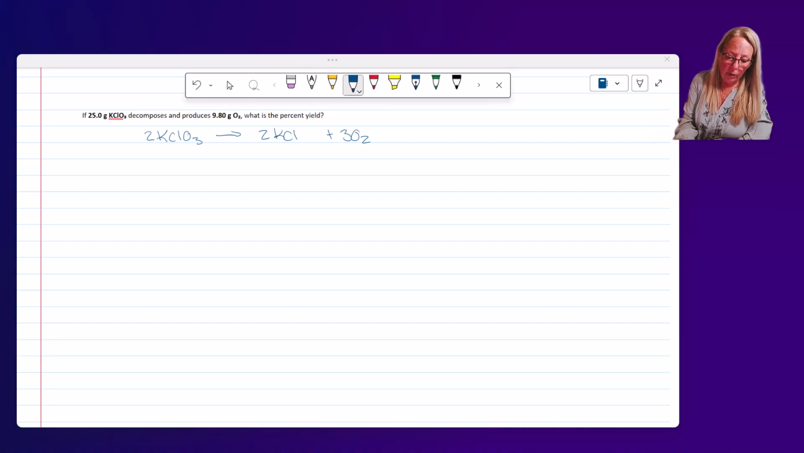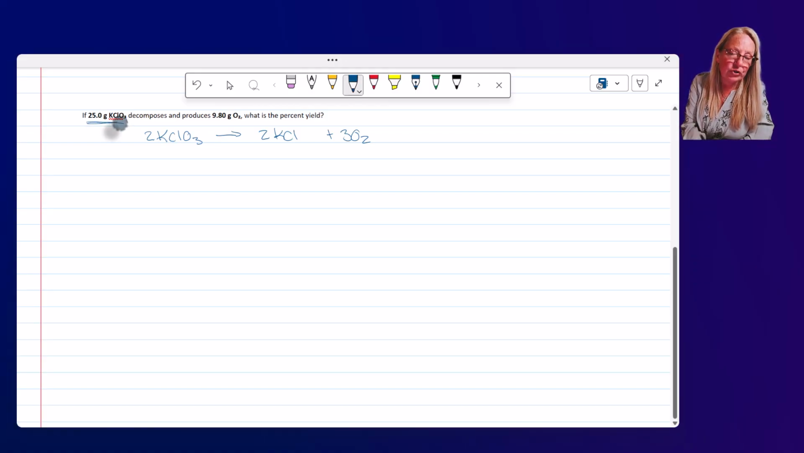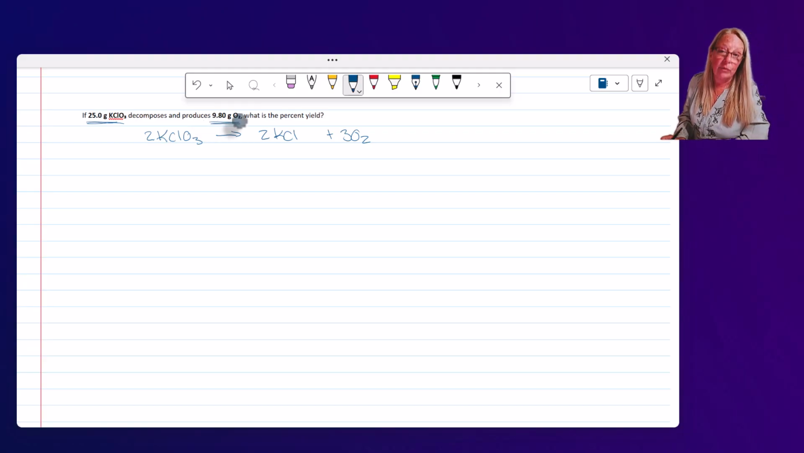Okay, so another example that's not one-to-one as per your requests. Let's see, this is 25 grams. So this is my starting quantity. This is what I'm actually putting into my reaction. It's going to decompose and produce 9.80 grams of oxygen.